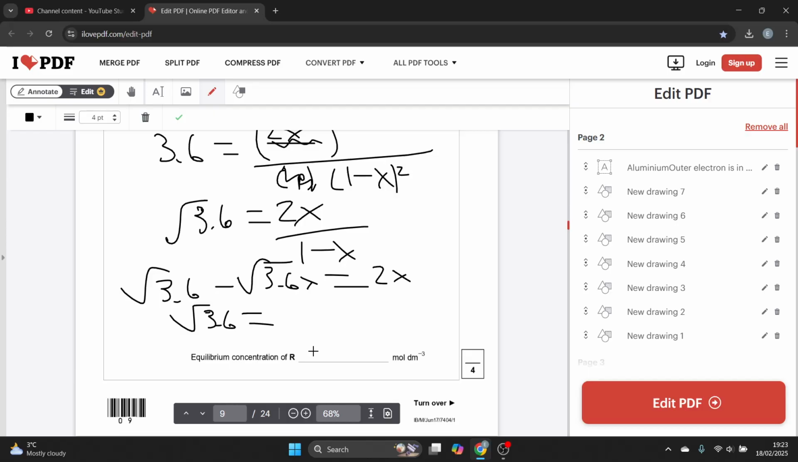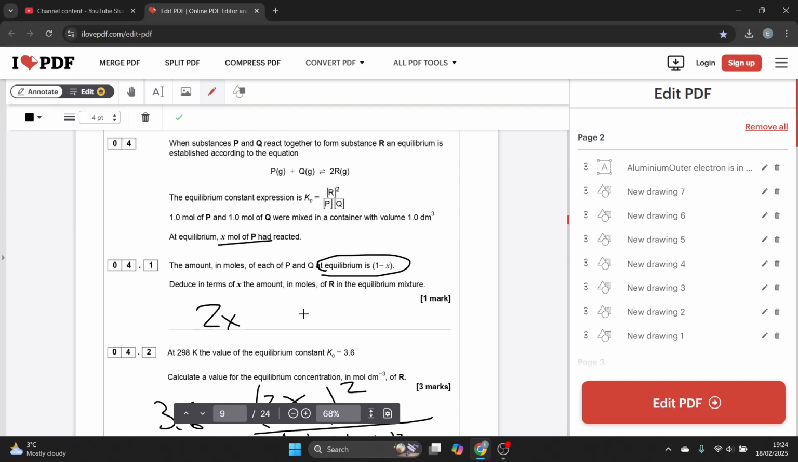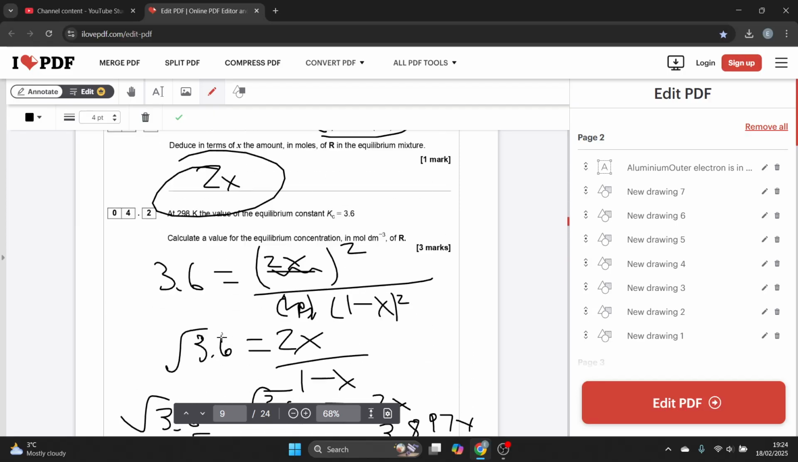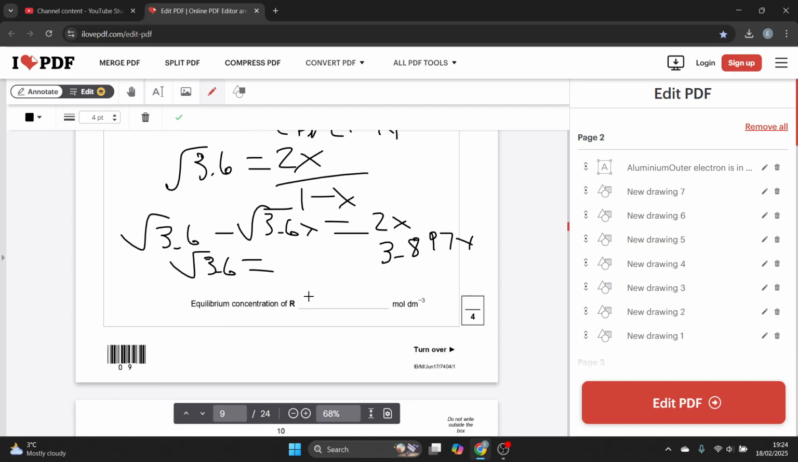So I get that, then I say 2 plus root 3.6, and I get 3.897x, and then to find out x, it's going to be root 3.6 divided by my answer, 0.49. And that's x, but R is 2x, so it's going to be 2 times my answer, 0.97.